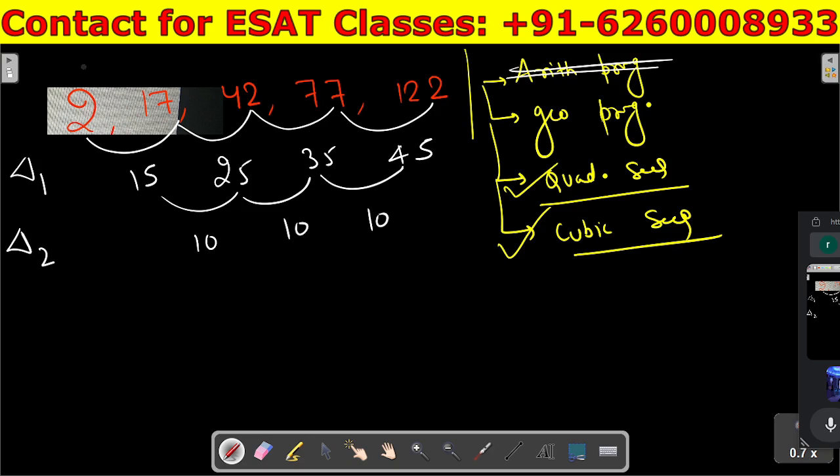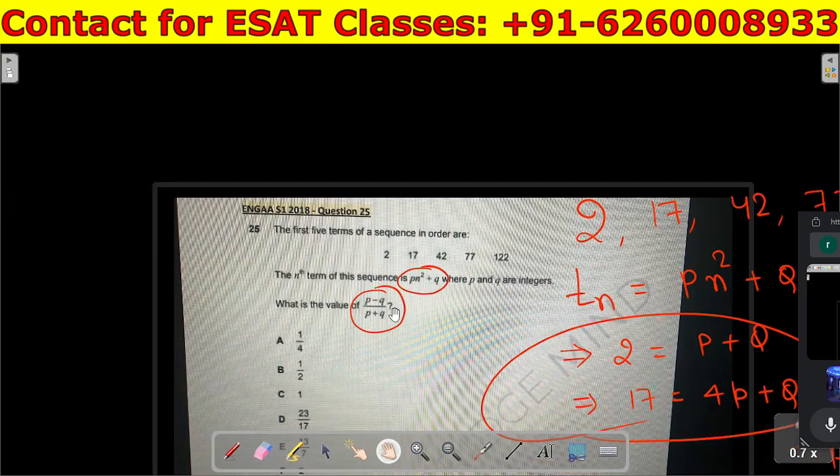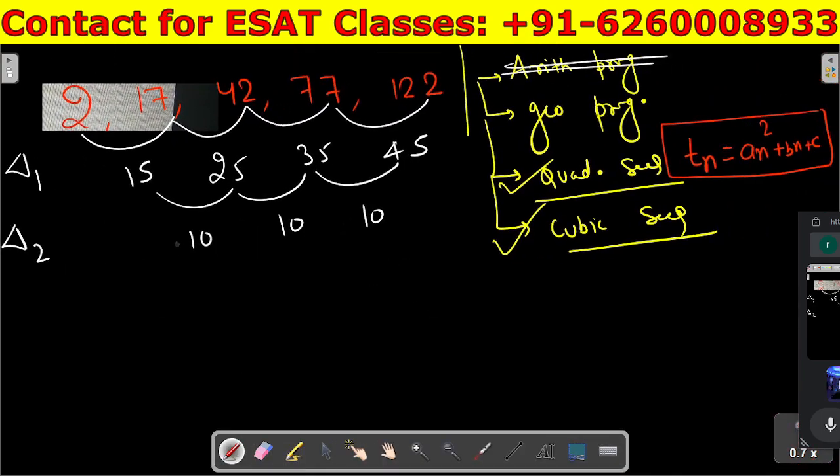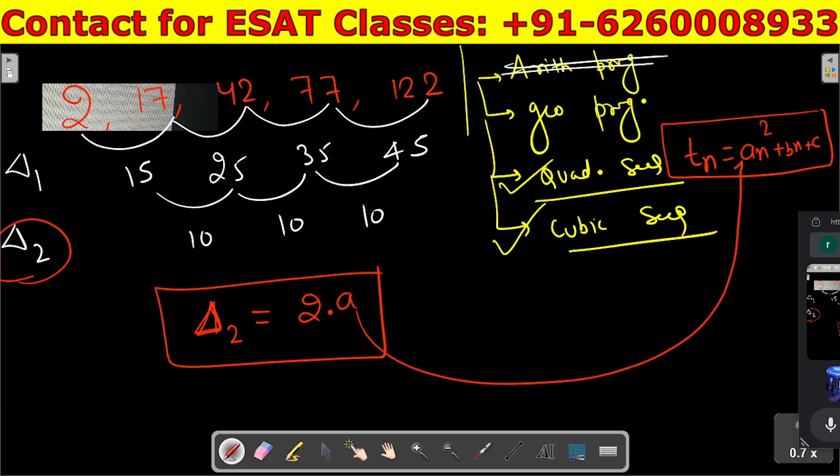So now it confirms that it is a quadratic sequence, and in a quadratic sequence you have Tn equal to a general expression an square plus bn plus c. You will have a quadratic in terms of n. Right now also we have a quadratic in terms of n, pn square plus q. Now the most important thing to remember is that in a quadratic sequence the difference of the differences, delta 2, the second difference, is always equal to twice a. What is a here? A is the coefficient of n square.